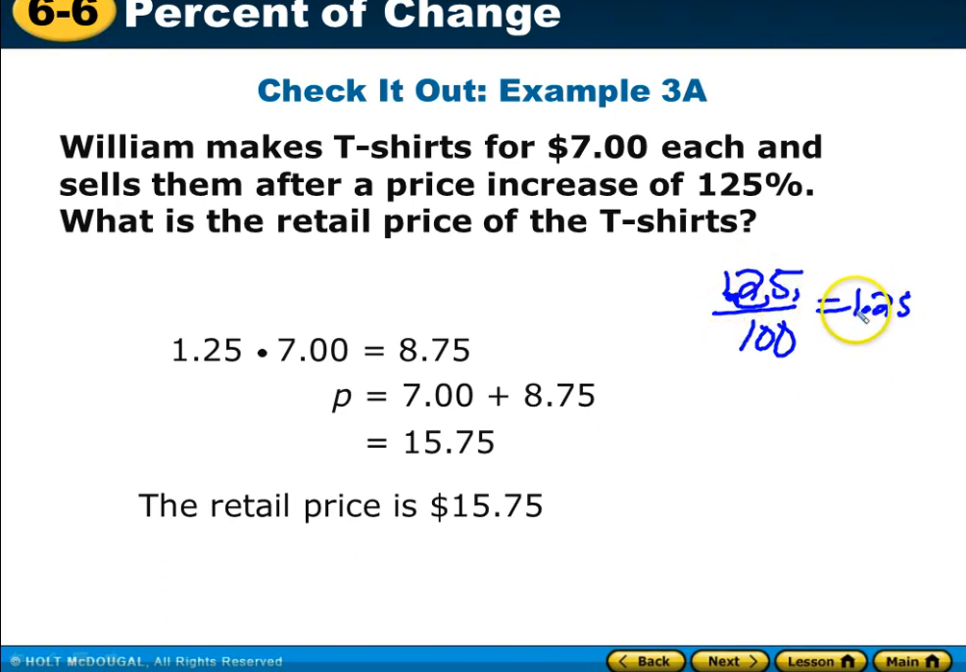So we do 125 divided by 100, and then we multiply by 7, and that will be an increase. It's going to go up by $8.75. And then of course we have to add it back to 7, and the price of the shirt will be $15.75.